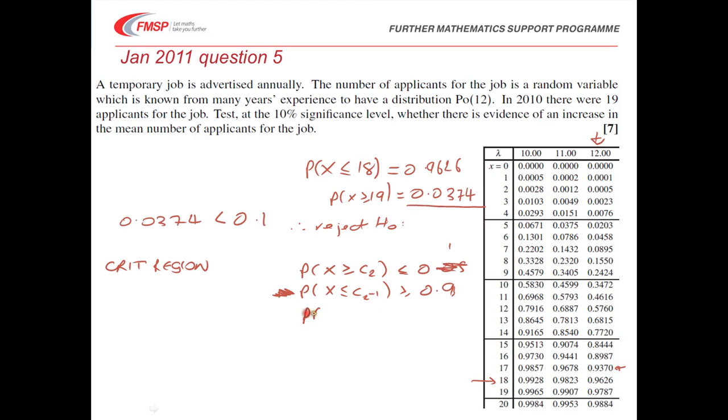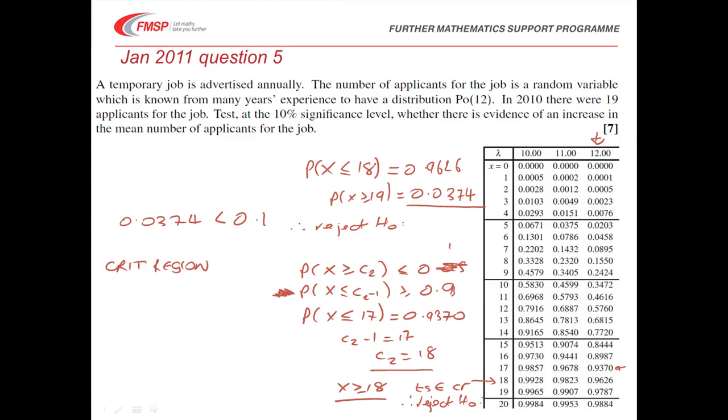So I know that the probability of X being less than or equal to 17 is equal to 0.9370. So therefore C2 minus 1 is 17, so C2 is equal to 18. So therefore your critical region is X being greater than or equal to 18. As a consequence, your test statistic is a member of your critical region, so therefore we would reject H0. So there are 2 ways of getting to that point.